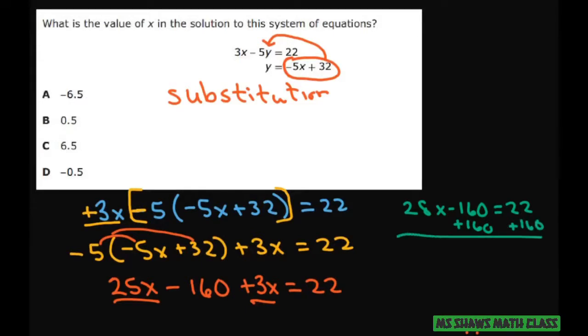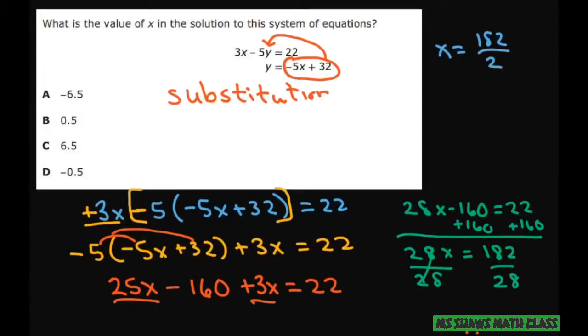That gives you 28x equals 182. Now divide both sides by 28. And you get 182 divided by 28. And let's see, let me write it here. X equals 182 divided by 28.